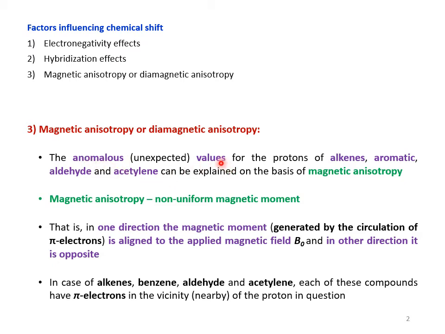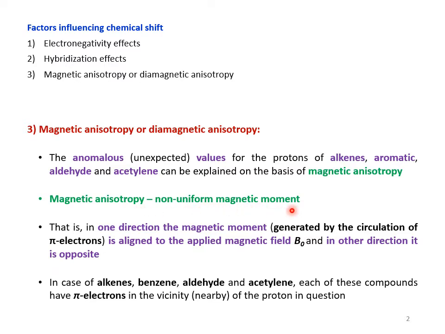This anomalous result for the protons of alkenes, aromatic protons, aldehydic protons, and acetylenic protons can be explained on the basis of magnetic anisotropy. Magnetic anisotropy is non-uniform magnetic moment. That is, in one direction the magnetic moment is aligned to the applied magnetic field, and in the other direction it is opposite.